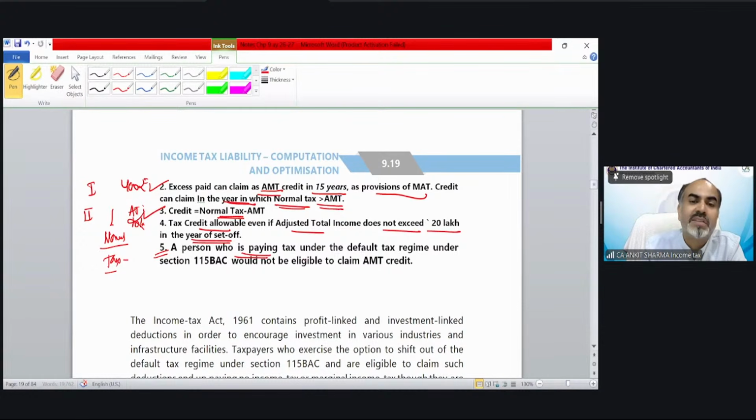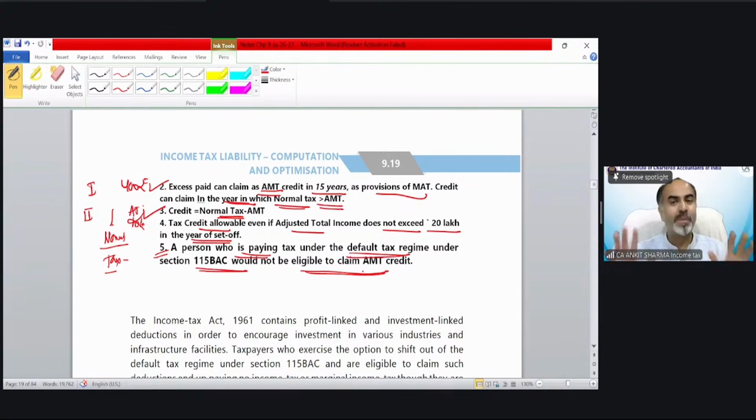Now the 5th point you will understand automatically. If a person decides to pay tax under the default tax regime, then you need not apply the AMT provision. So if you decide to pay tax under the default tax regime, there is no liability to calculate tax as per AMT provision. Understood why? Because automatically section 35AD is not there, 10AA is not there, deductions 80QQB, RRB are not there. So what is the point? In this case, your default tax regime total income would automatically be high.